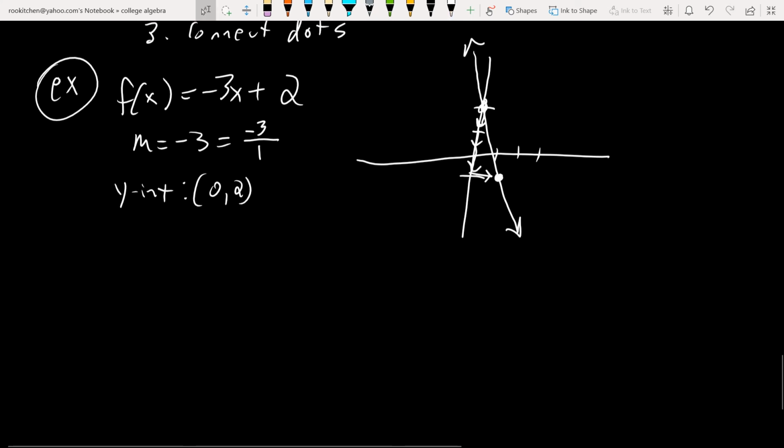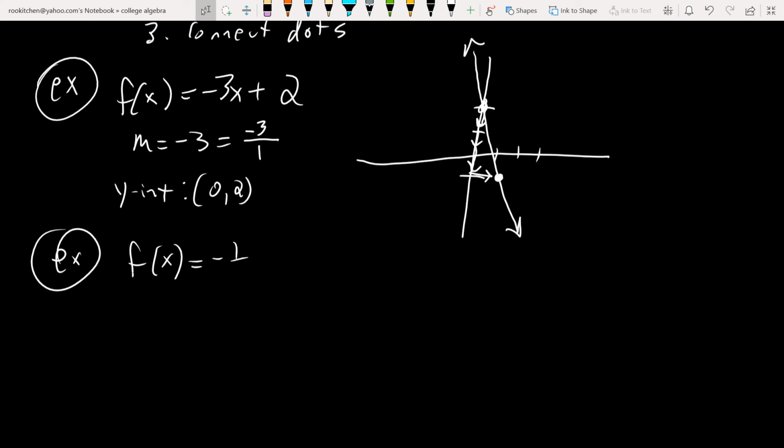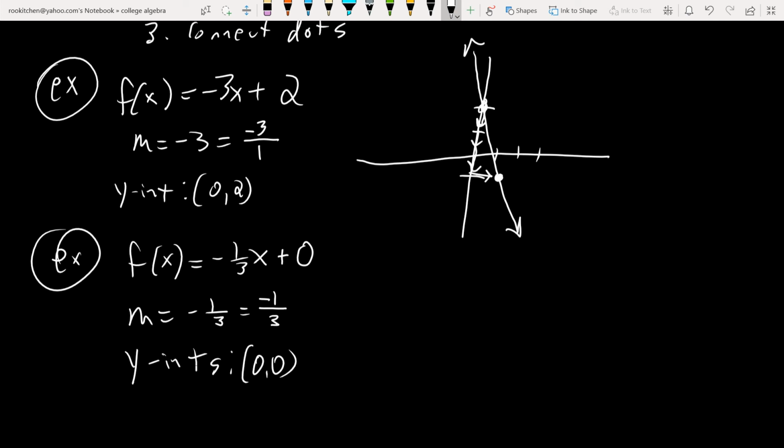Let's do one more of those. Okay, negative 1/3 x. So this one, the slope is negative 1/3. Which you could always rewrite with a negative, so you're going down 1 and then right 3, right? The y-intercept. So this one always confuses people. Oh, hey, what's the y? I don't know. It's 0, right? So you could just pretend it's plus 0, and so your y-int would be 0, 0. And that's your starting place.